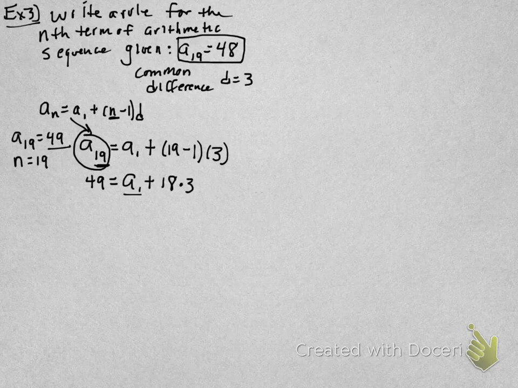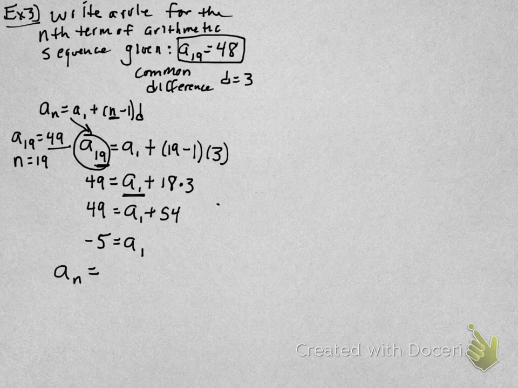I can solve this equation for my first term, a sub 1. So I can get 48 equals a sub 1 plus 3 times 18 is 30 plus 24. I think that's 54. So we can subtract 54 from both sides, and I think we get negative 6 is a sub 1. So the rule would be a sub n is the first term, which we now know is negative 6, plus n minus 1 times 3.